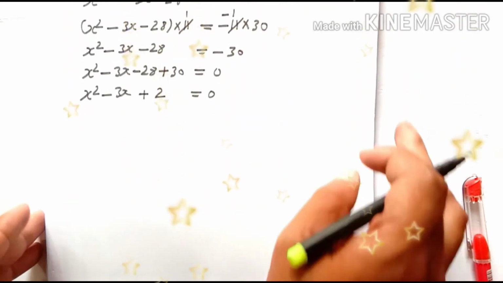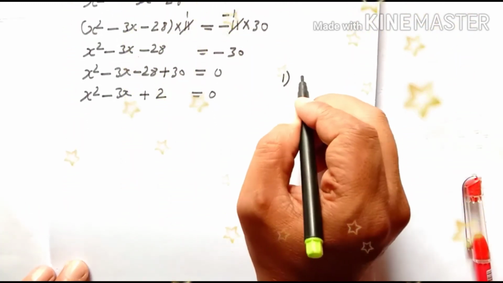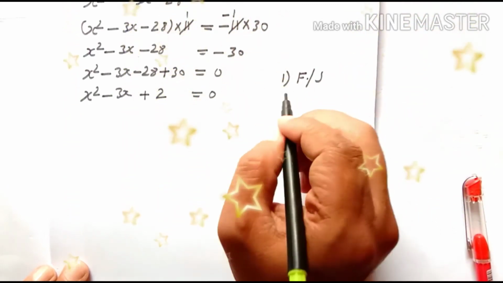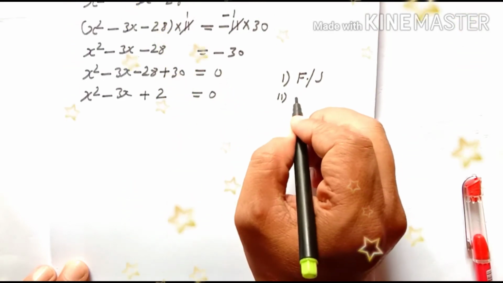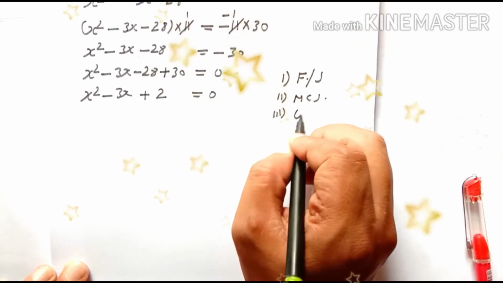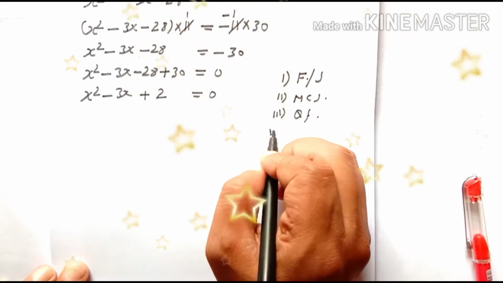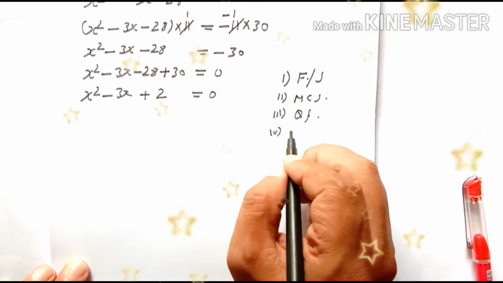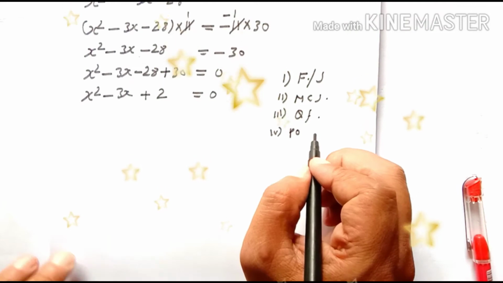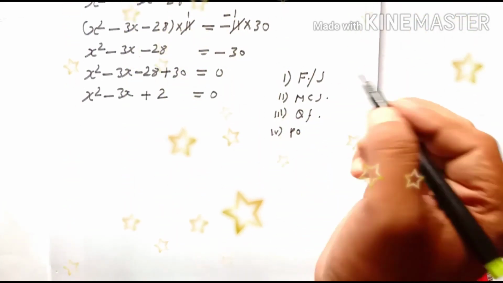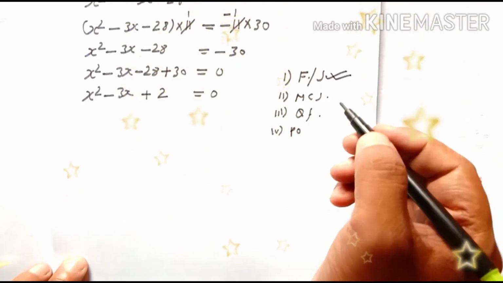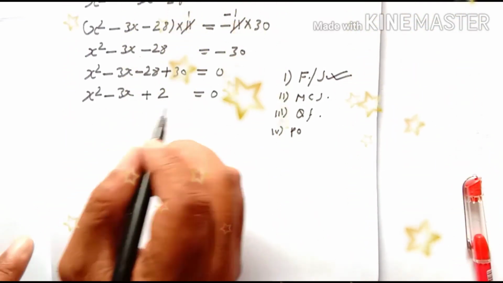There are three methods. The first method is the factorization method, which is also known as splitting the middle term. The second method is the method of completing the square. And the third method is the quadratic formula. And the fourth method, which is not in your book, is known as the Push-in law method. It's a new method. Among these four methods, you can apply any one of them. So first, see whether splitting the middle term is applicable for this equation or not.